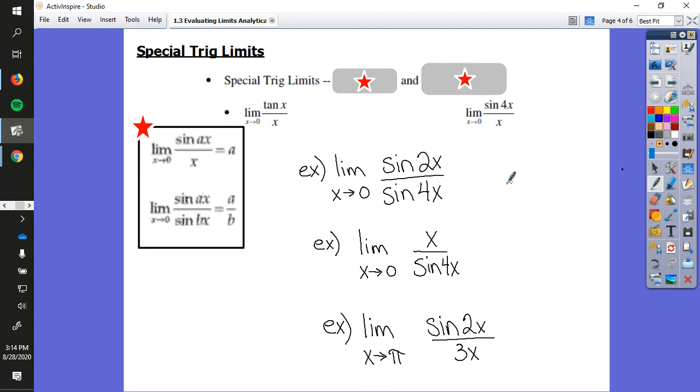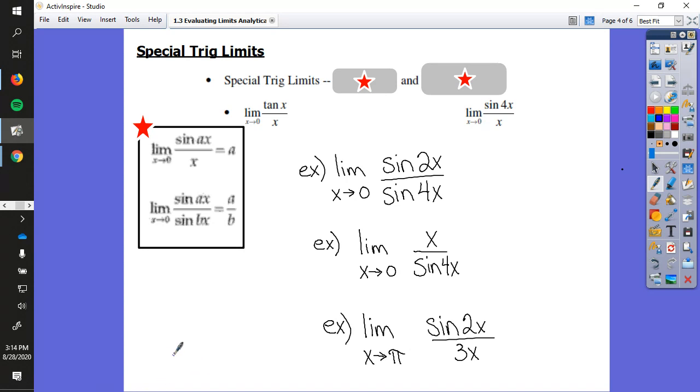Okay, we're going to go ahead and look a little bit. We already looked in 1.3a at strategies for finding limits analytically. And so remember, the first thing you always try to do is a direct substitution. So once you see a limit, take the value that x is approaching, do a direct substitution, and see if you get some value for that.